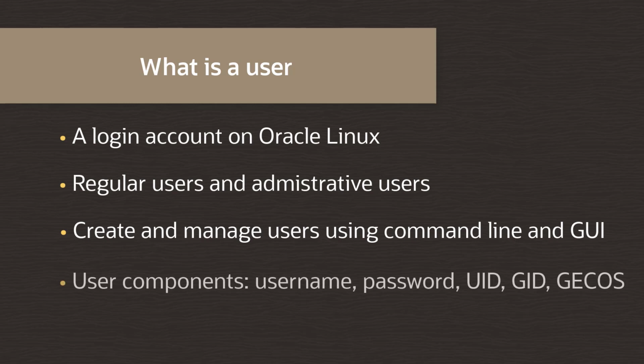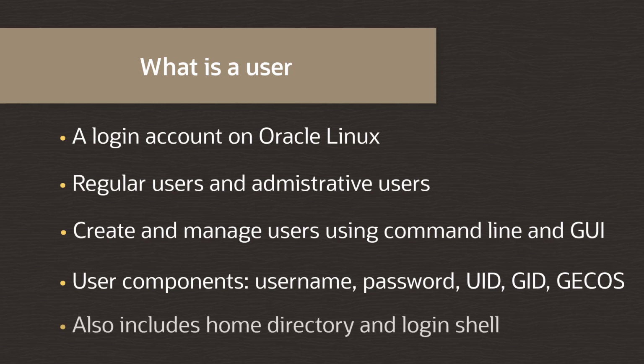The components of a user are a username, which is a unique name for entering in and logging into a system. A password is a combination of numbers, letters, and special characters used to log into a system. User identification number, or UID, is a unique number identifying a user in a system. Group identification number, or GID, is a unique number identifying a group to which a user belongs. Comment, or General Electric Comprehensive Operating System, or GECOS, is simply information identifying a user.